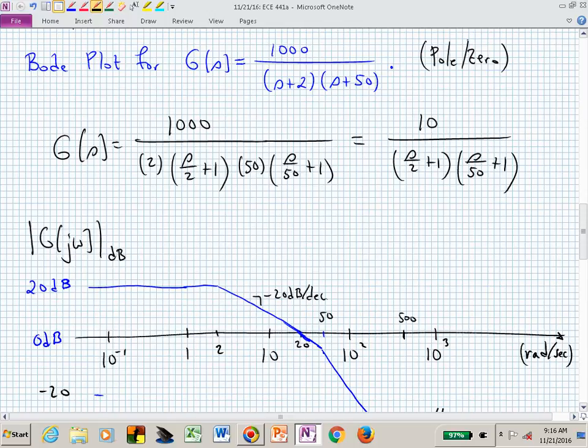In this case, then, the phases are going to start a decade before 2, which is 0.2. It will go down at 45 degrees per decade, since I'm spreading that 90 degrees over 2 decades, and then it quits giving me slope a decade beyond 2 or at 20. The pole at 50 does the same, except now it starts at 5 and finishes at 500.